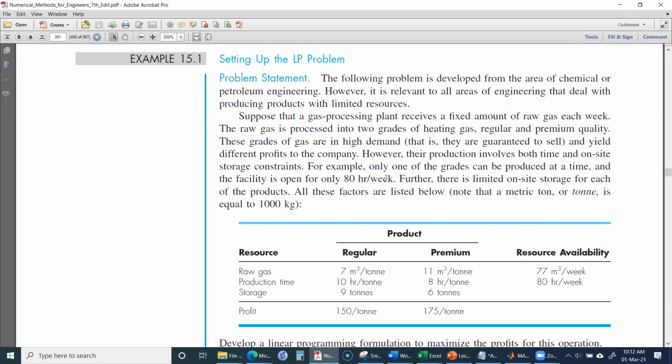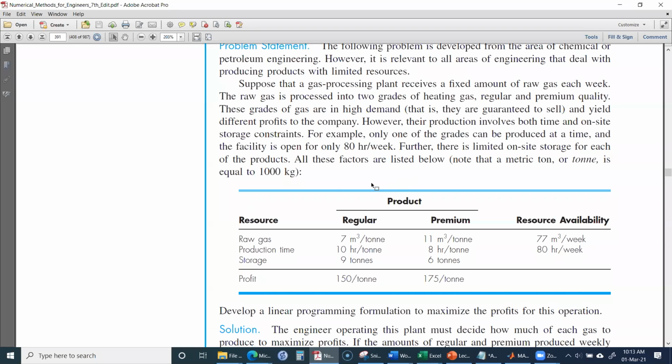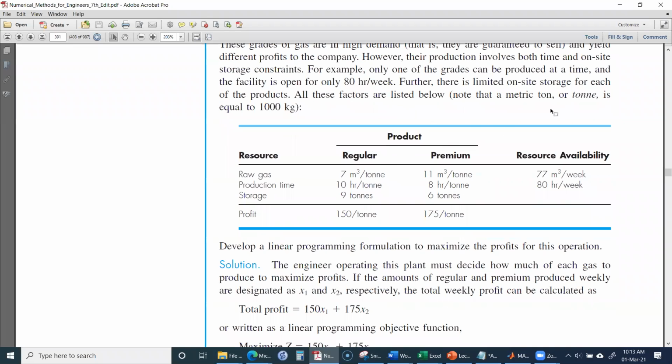For example, only one of the grades can be produced at a time, and the facility is open for 80 hours per week. So if we are producing one grade, then we cannot produce the other grade. That means the total production for both grades can be taken as the sum of the two productions, production of regular gas and production of the premium gas. Further, there is limited on-site storage for each of the products. So all these factors are listed below. Note that a metric ton or ton is equal to 1000 kilogram. So here we have summarized this information.